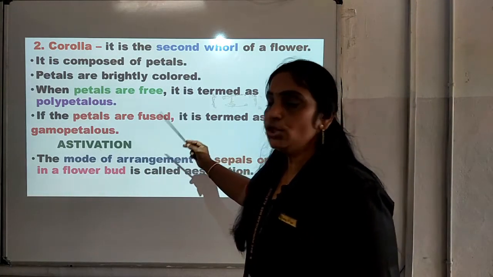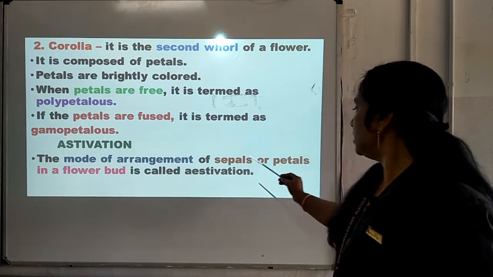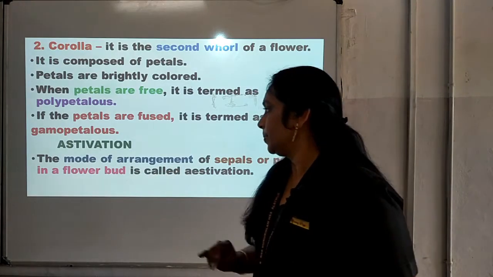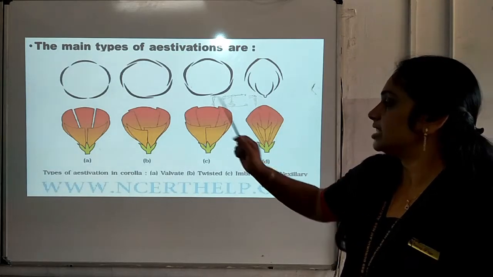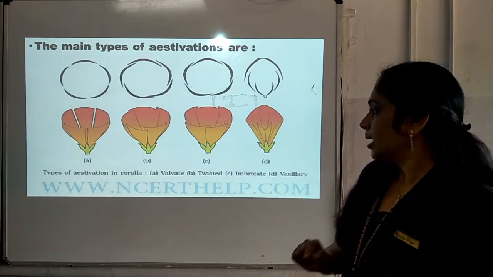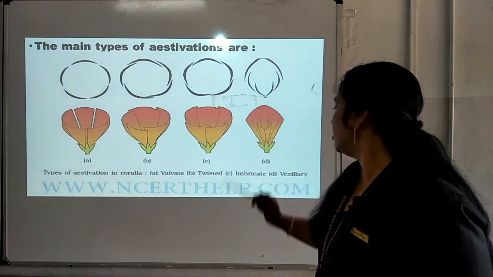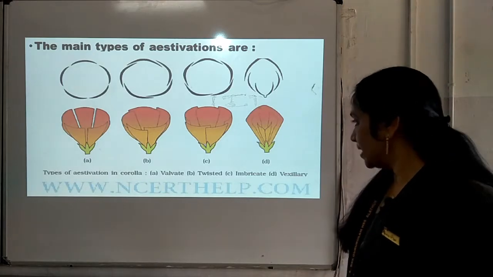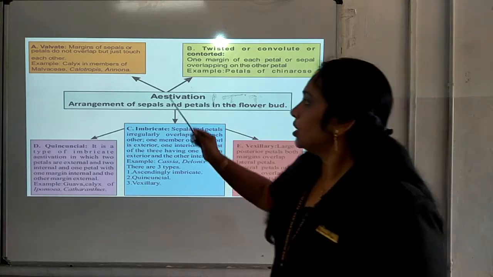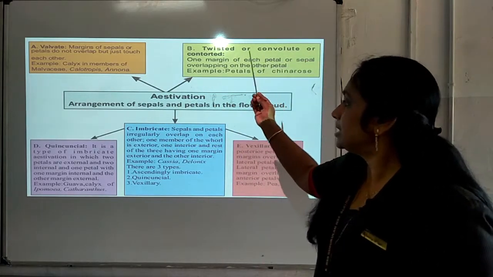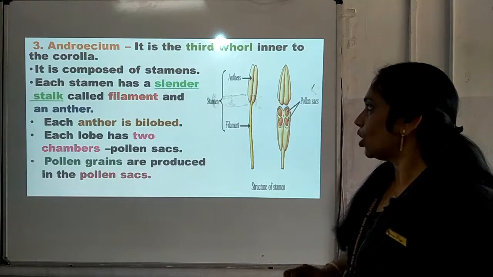Then moving on to the new term, aestivation. It is the mode of arrangement of sepals or petals in a flower bud. I think you would have understood it, my dear children. These are the main types of aestivation we can see in the plant. Number 1 is valvate, number 2 is twisted, number 3 is imbricate, and number 4 is vexillary. It is very, very important, and based on these aestivations, we understood what is valvate aestivation, what is twisted, what is imbricate, and what is vexillary. It is again important, my dear children.